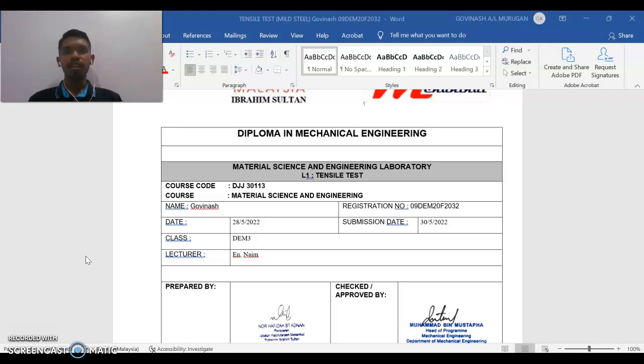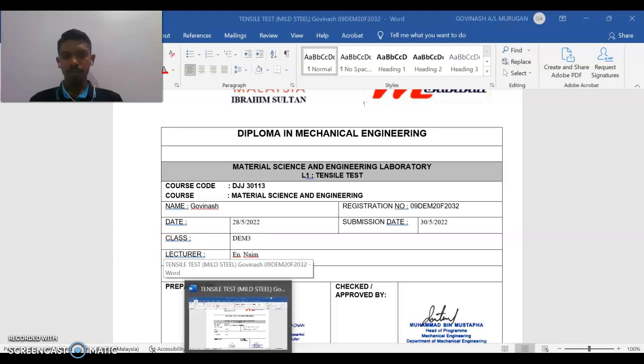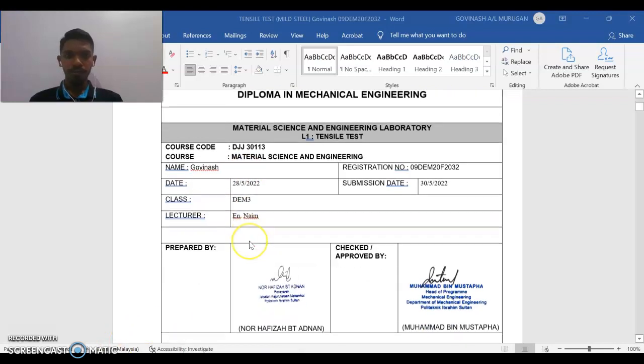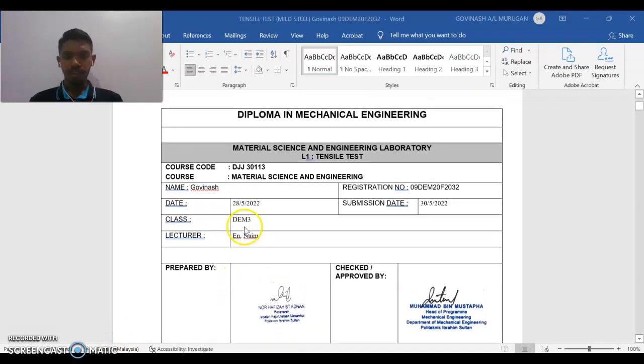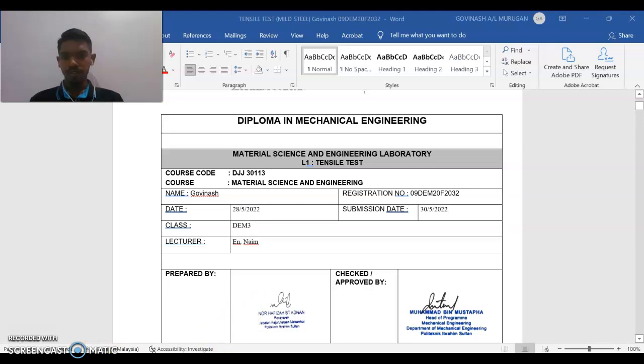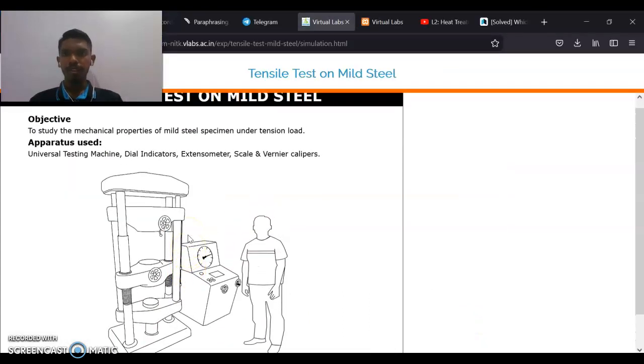So, hari ini saya akan membentangkan tentang lab 1 iaitu Tensile Test. So, saya akan menggunakan sebuah link yang diberi untuk menerangkan tentang lab 1 tersebut. So, ini ialah link yang diberi.